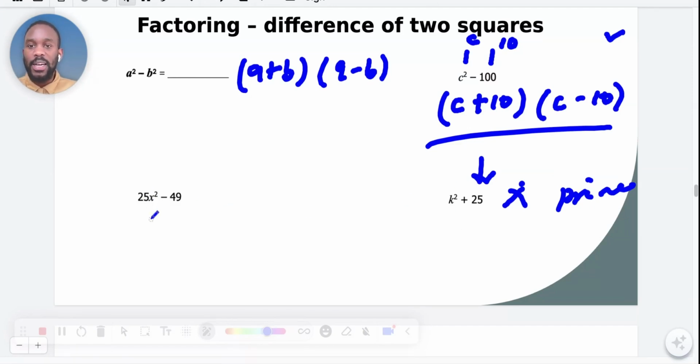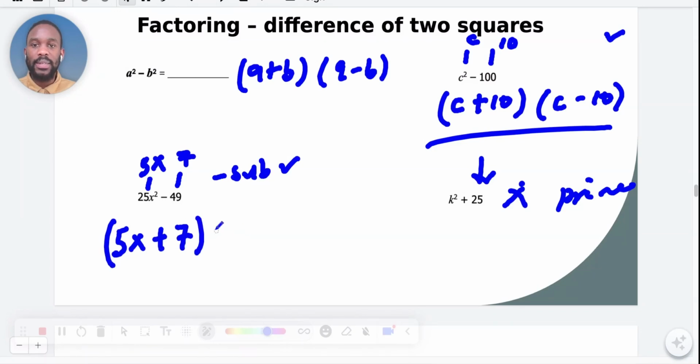What about these two terms? 25x squared minus 49. Is there subtraction? Are those two numbers that are being subtracted square numbers? The square root of 25x squared is 5x. And the square root of 49 is 7. Okay, good. So we can apply the difference of two squares here. You just get the square roots, add them, so 5x plus 7, and then also get the square roots and subtract them, 5x minus 7.